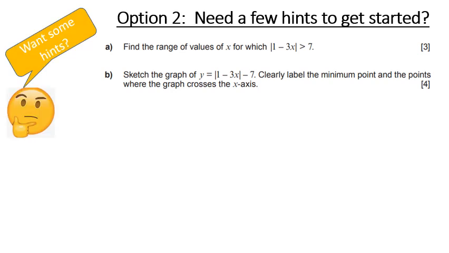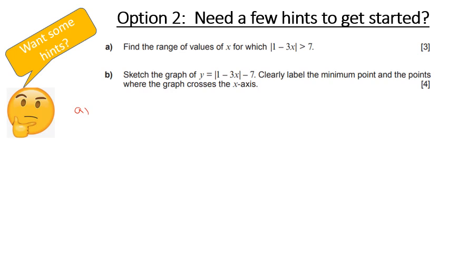If you're watching this part of the video, then it should mean that you've tried the question on your own first and maybe you need some help. So here are some hints for question A. There are a few different methods of doing this. One method would be to square both sides. So if you're happy to go with that, I would just square both sides and then solve the quadratic.